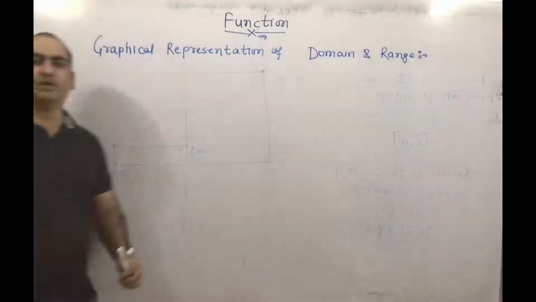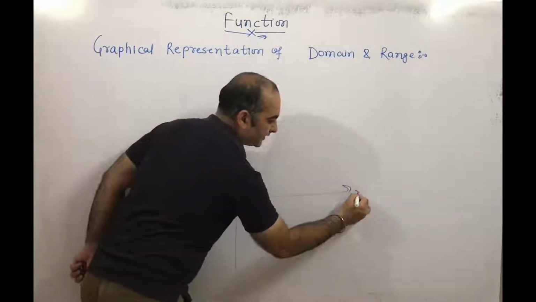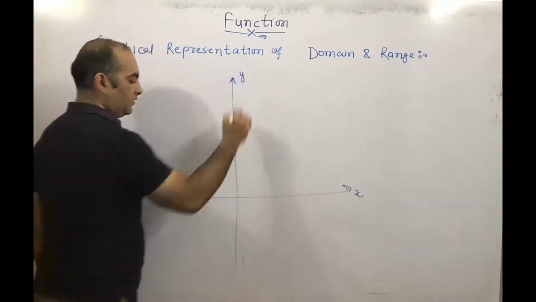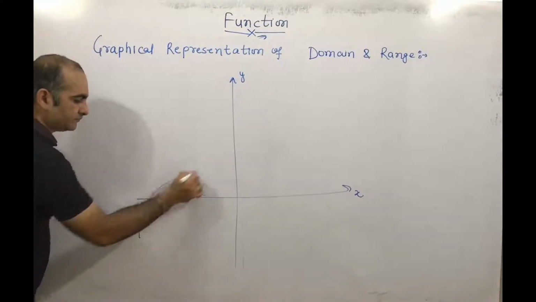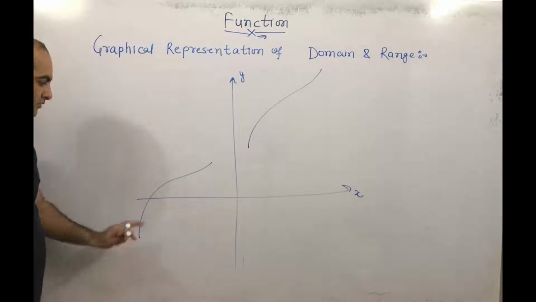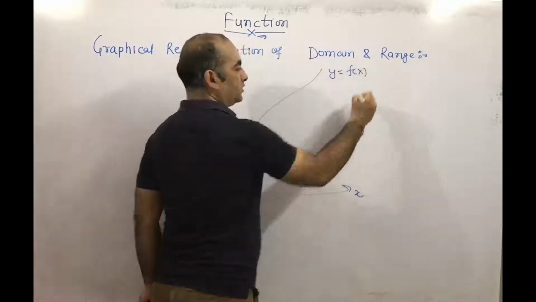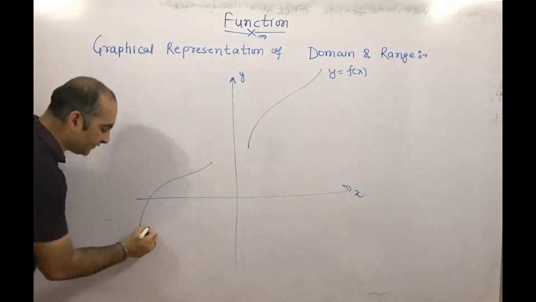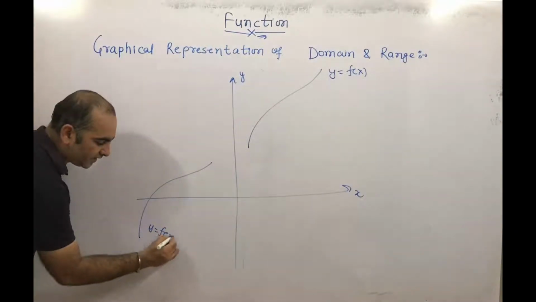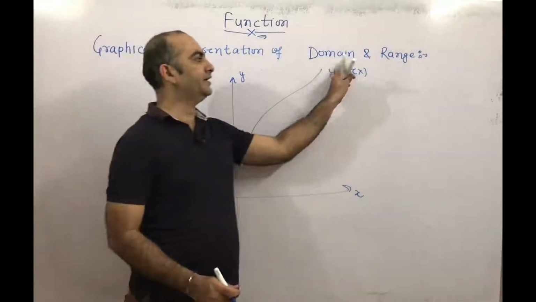Next, one more graph we are taking. This is the x-axis, this is the y-axis. This graph is there, so this is the graph of y equal to f(x). This graph is also y equal to f(x). Here we can say f(x) is a discontinuous graph. Then how do we find the domain and range?